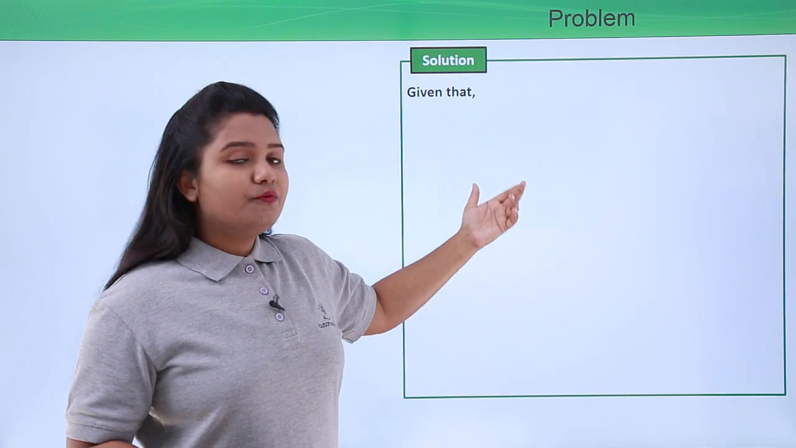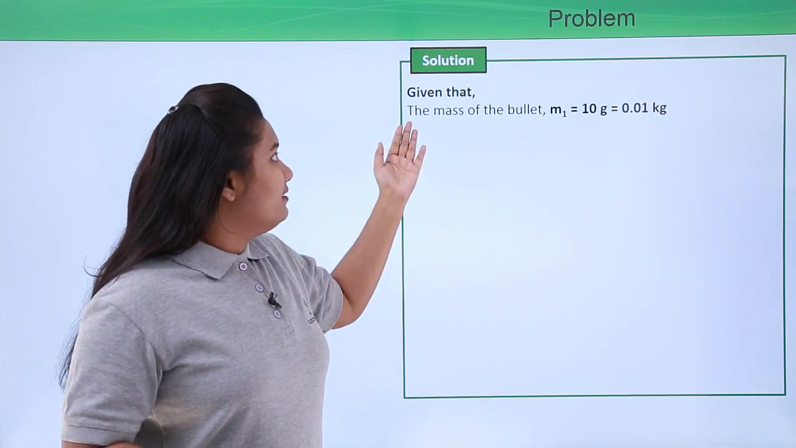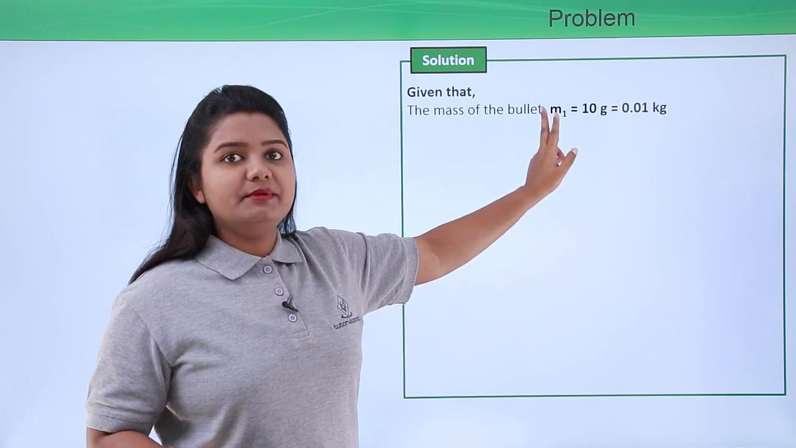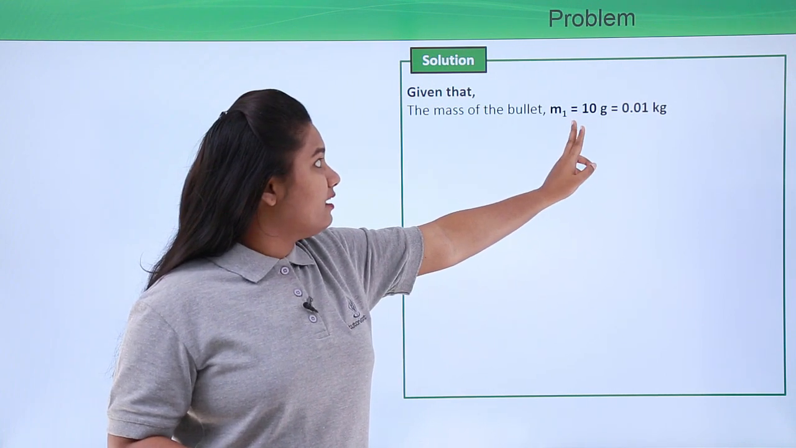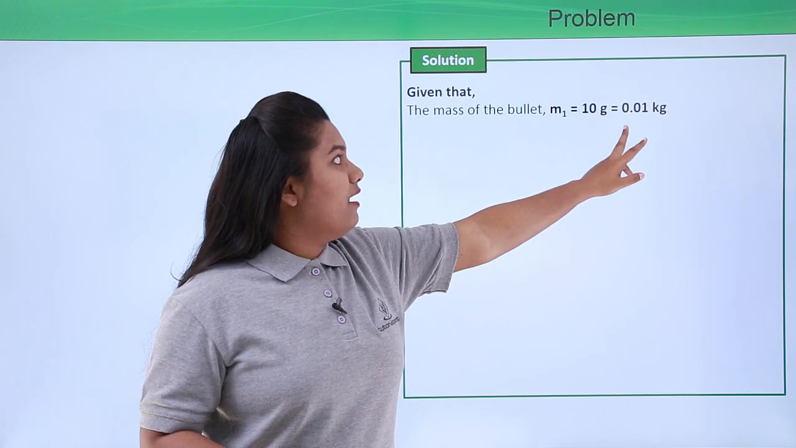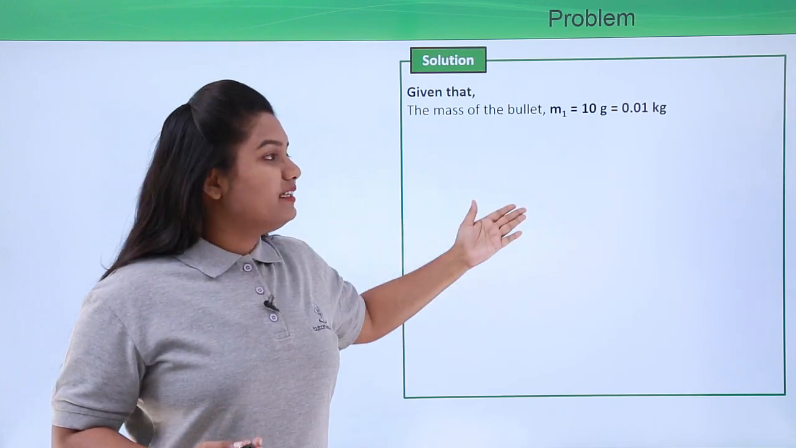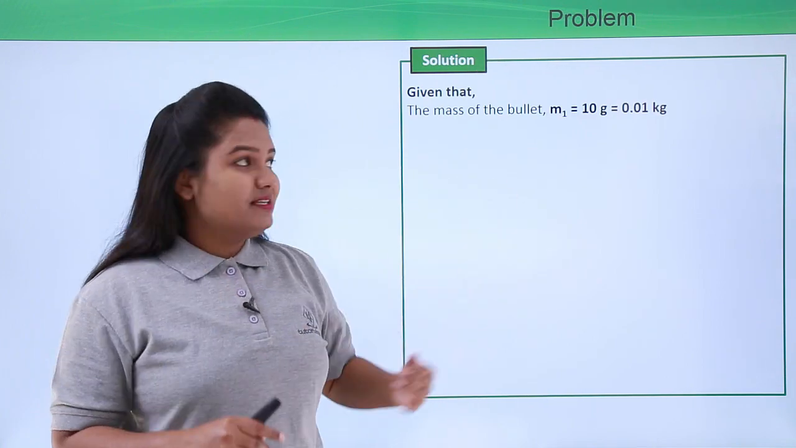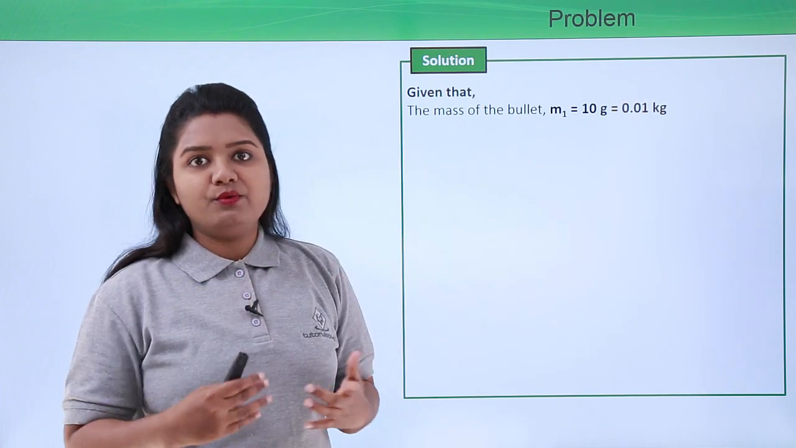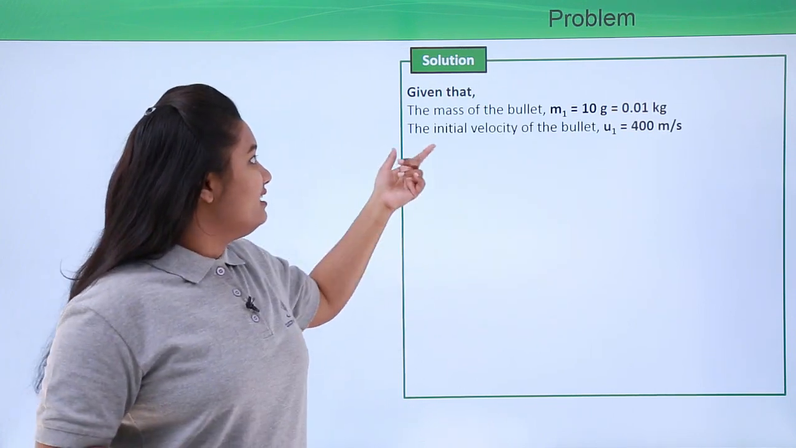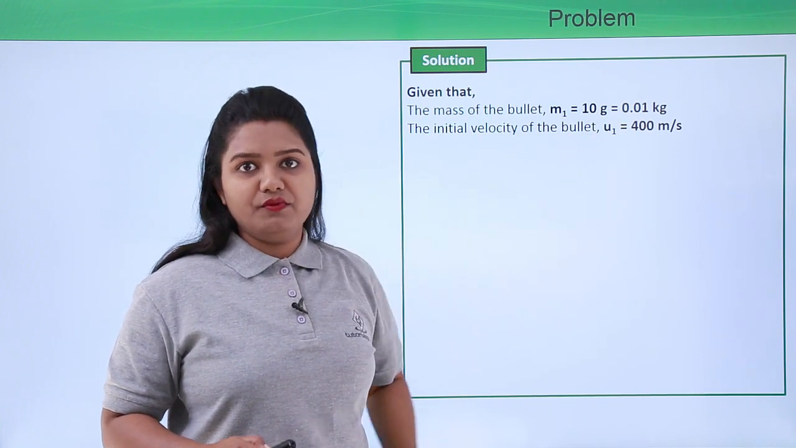First of all, we will be listing out whatever is given in the question. The mass of the bullet, we will take it as m1, is 10 grams. On converting 10 grams to kilograms, we have 0.01 kilograms. Since we have to bring all the quantities which are not in SI units to SI units, that is the reason why we have converted 10 grams to 0.01 kilograms. In the same way, the initial velocity of the bullet is given to be 400 meters per second, and we will take it as u1.